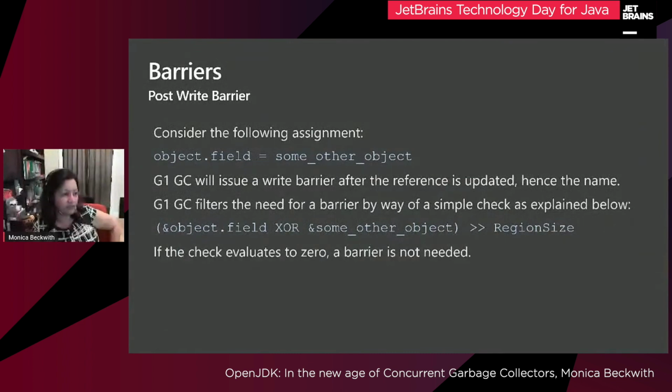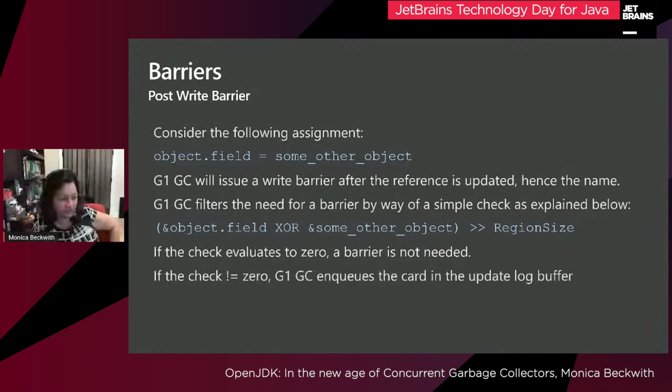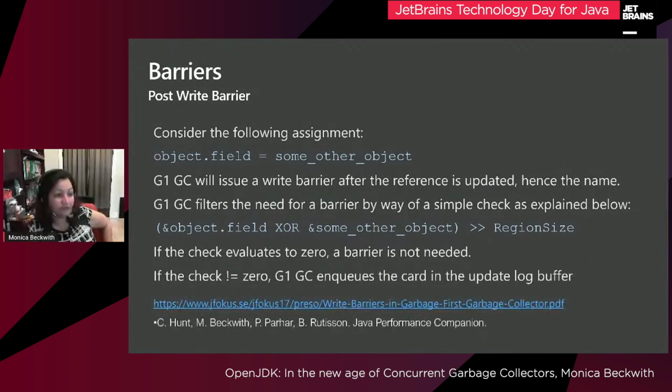If it evaluates to 0, a barrier is not needed. Otherwise, you need a barrier. Again, these are optimized already. There's a log buffer again for remembered sets. You just enqueue the card in the log buffer. For the concept of card marking and everything, the GC Handbook is the de facto book that you should go read about card tables and all those things to understand more details, because this is the commonality for garbage collectors in OpenJDK.